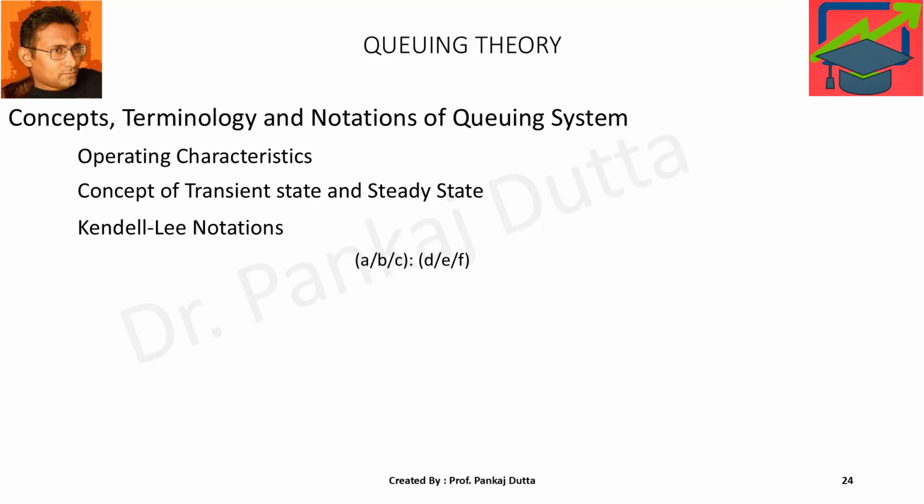The fourth letter D specifies the queue length, whether it will be finite or infinite. The fifth letter E specifies the queue discipline. The sixth letter F specifies the population source.